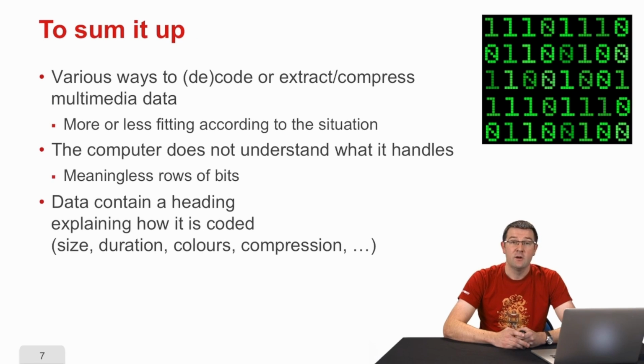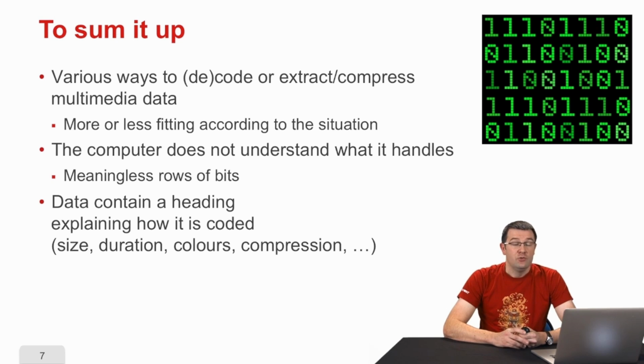So what can we learn from this chapter? First, there are various ways to code and decode, compress and extract images and sounds, and all multimedia data generally. Those techniques will be more or less fitting to the various situations. For example, technical drawing and photos will not use the same compression techniques as we saw earlier. Compression can be applied with or without loss, which can have both advantages and inconveniences, so the choice is made depending on the end user.